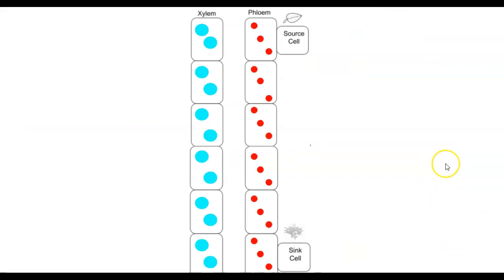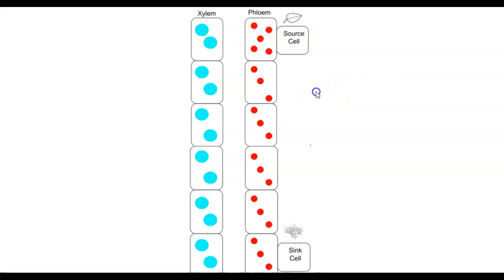I have a little animation here that's going to illustrate this. So in class, we moved the little beads around to show this, but just take a look at this for now. So we're making sugar. The red dots are sugar in our leaf through photosynthesis. That sugar, right, is going to use active transport to move into the phloem. So we see it move into the phloem.